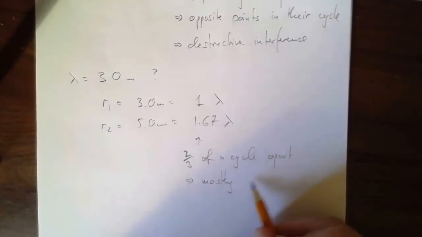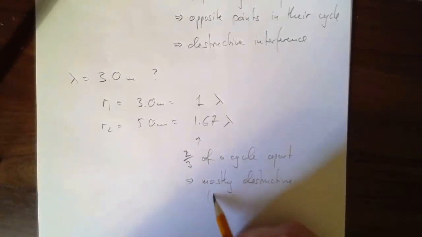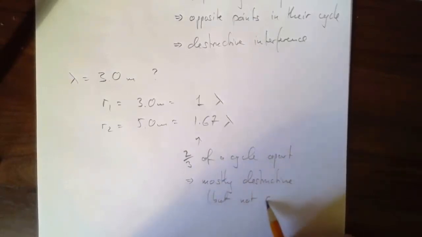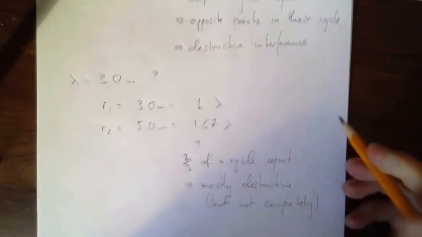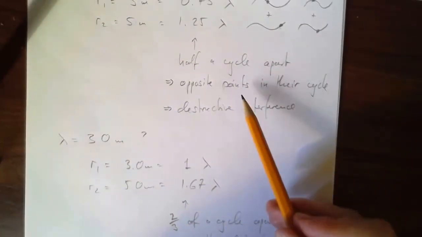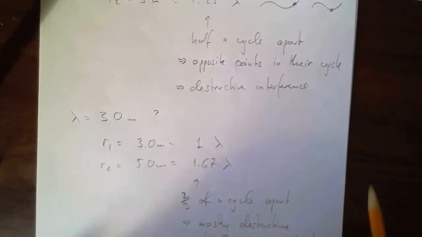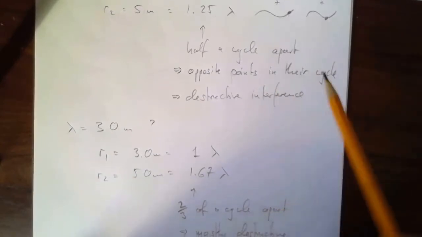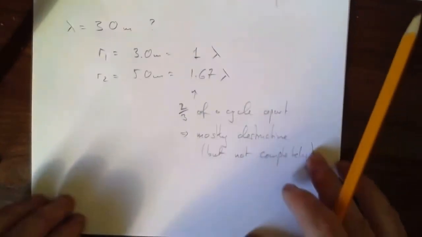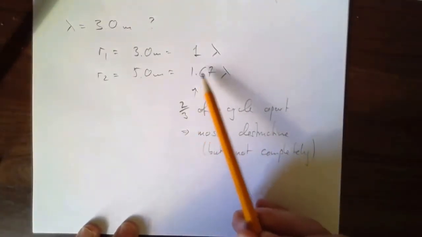So not quite on opposite points, but closer. So it's mostly destructive, but not completely. So what would you see, or what would you hear? You'd see very small oscillations, but you'd see something. Whereas here you'd see no oscillations at all. You wouldn't hear anything if those were speakers. The sound would just interfere, and you wouldn't hear anything. Kind of how noise-canceling headphones ultimately work. Same principle. So here we get mostly cancellation, but not completely, because they're not exactly on opposite sides.